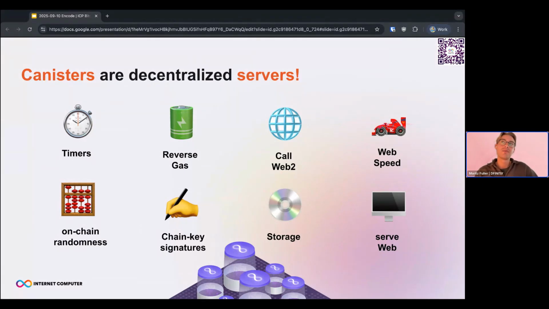Then we have a feature called web speed. This is a protocol feature that basically means that the finality of the Internet Computer is, I think, roughly half a second, and the time it takes to execute a message end to end is roughly between 1 to 2 seconds. So if you think about it, if you build a dApp, and for example, someone wants to send a token from address A to address B, it takes roughly 1 to 2 seconds until that transaction has been finalized and executed. So that's very, very fast. So it basically gives you a web native experience.